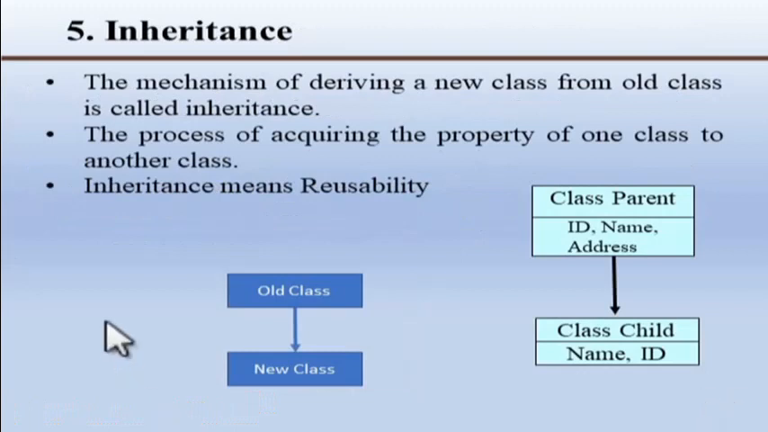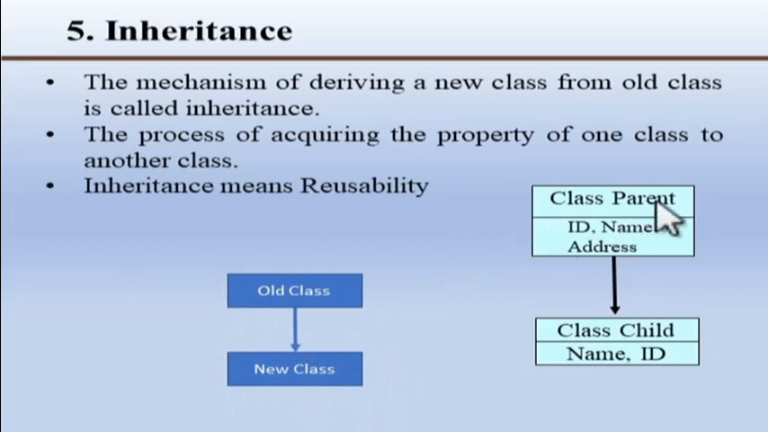Next, inheritance. The mechanism of deriving a new class from old class is called inheritance. The process of acquiring the property of one class to another class. Inheritance means reusability. Basically, inheritance means what? If you have already existing source code of any class and you want to create new class related to that class, then you can access the member variables and member functions of already existing old class.